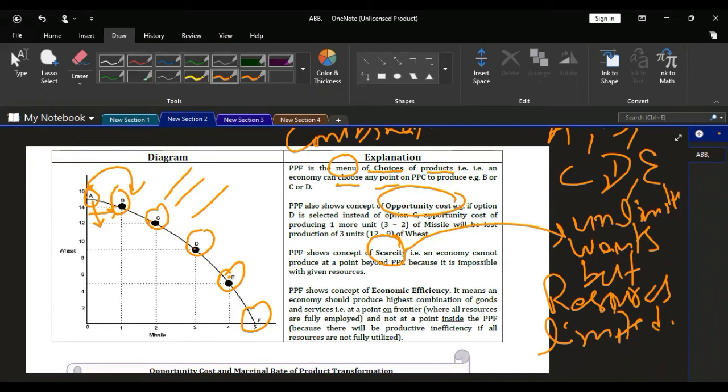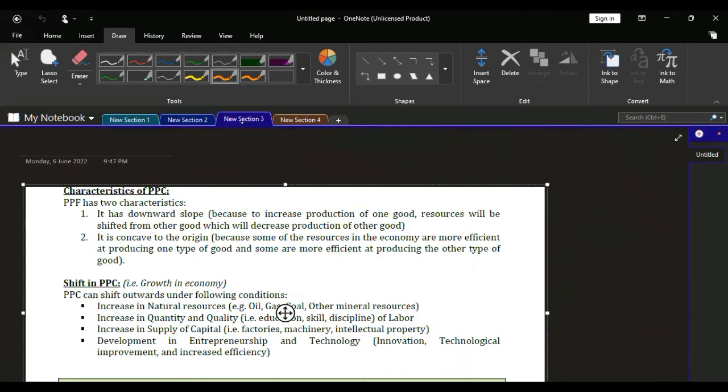This curve also shows economic efficiency. It means that an economy should produce the highest combination of goods and services. It shows rational behavior. An economist always thinks about rational benefit, meaning he always wants to make his benefit as maximum as possible. So the consumer always reaches such a level of economy where his wants or satisfactions are maximized while remaining in the same environment.